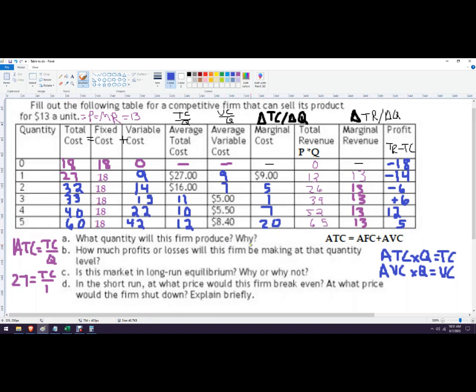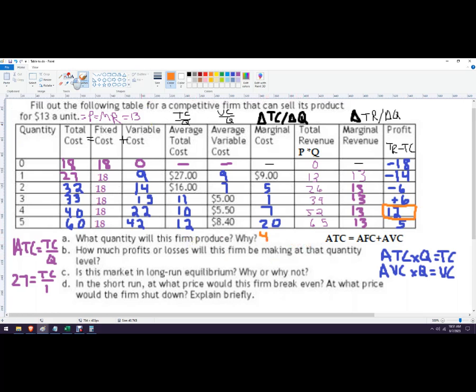So what quantity will this firm produce and why? You got the quick and easy answer. You can look at the profit here. Well, it's not quick because I had to fill out the whole table, but look and see where we made the most profit. Okay, and that's 12. So the answer is 4 because it makes the most profit. That is not the answer that this question wants, though.